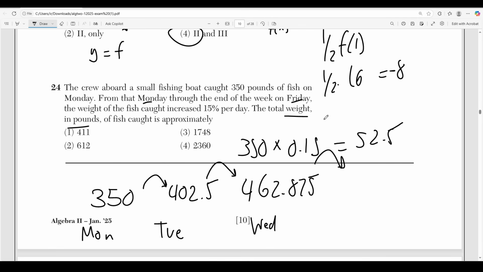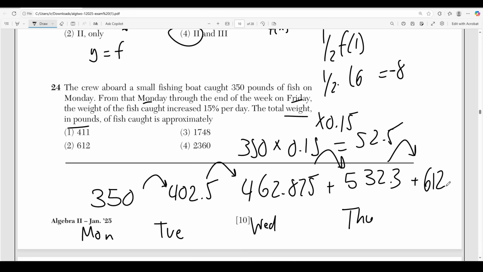The next day, again, this number is going to increase by a factor of 0.15, okay? So if you multiply that by 0.15 and add that back, the next day they would have caught a load of fish that was 532.3 pounds, which is on Thursday. And finally, on Friday, multiply that by 0.15 again, add that back, and you're going to get that at the end of the week, they caught 612 pounds of fish.